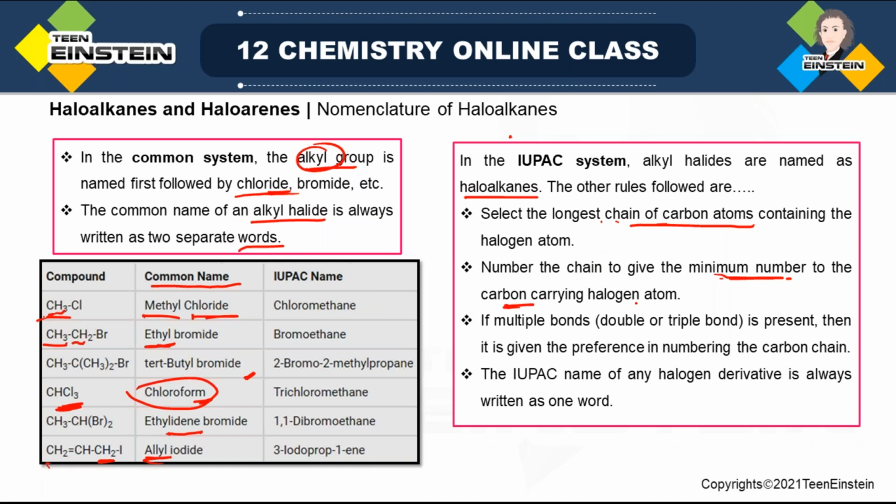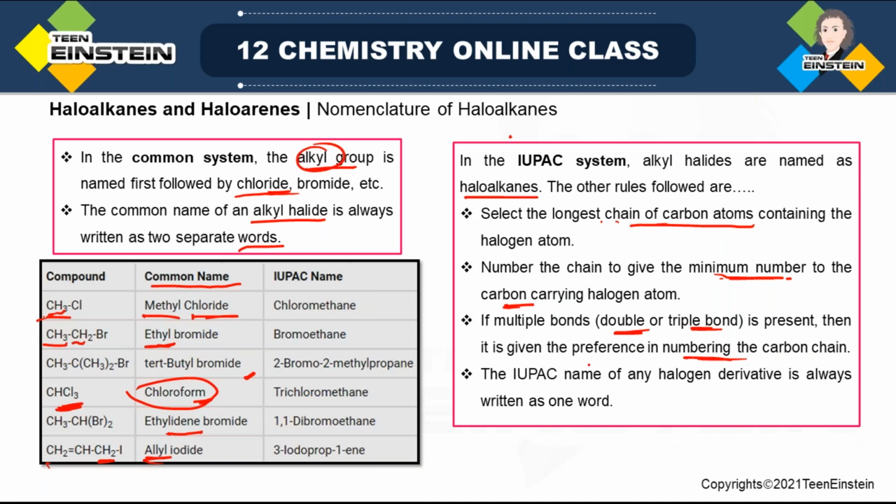Now, sometimes it may happen that in the alkyl chain, there is some C=C double bond or triple bonds present. Then what to do? Then you have to give importance to this double and triple bond. And in that case, when you do the numbering, you have to give as minimum a number as possible to the carbon that is part of this double or triple bond.